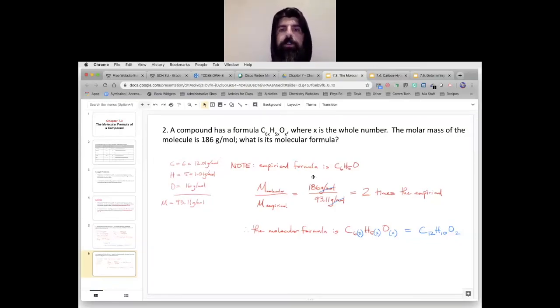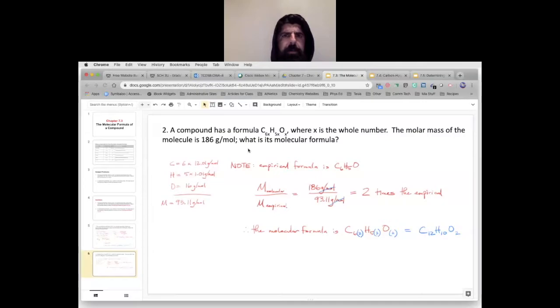in 7.2. So we take the 186 grams per mole divided by 93.11 grams per mole, and we realize that it was a value of 2 times that of the empirical. So what we do here at the bottom, we're multiplying each one of these elements by 2 to give us a molecular formula of C12H10O2. Okay.